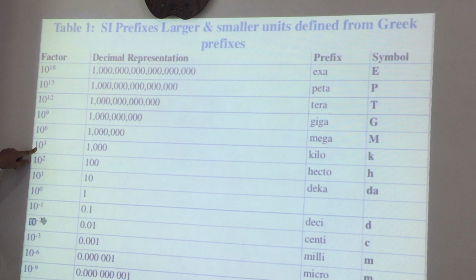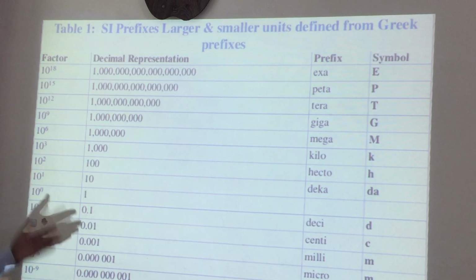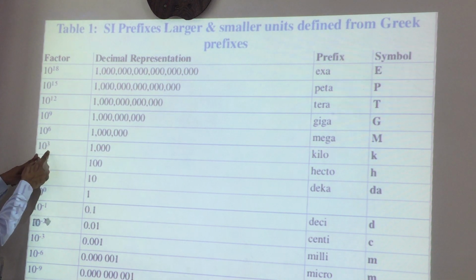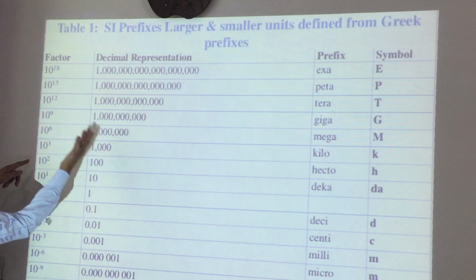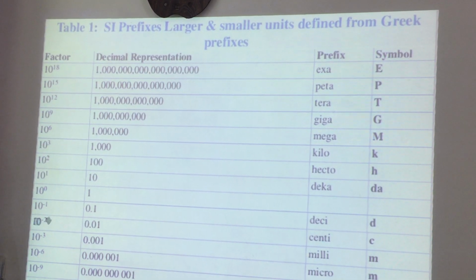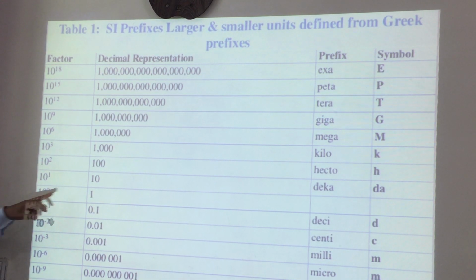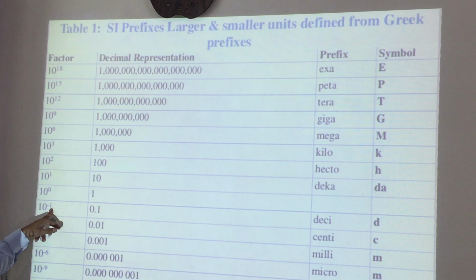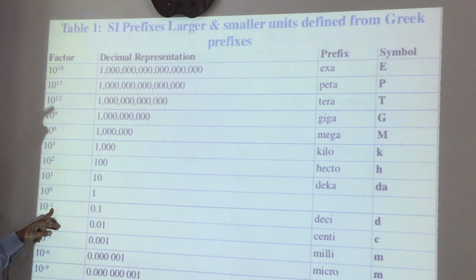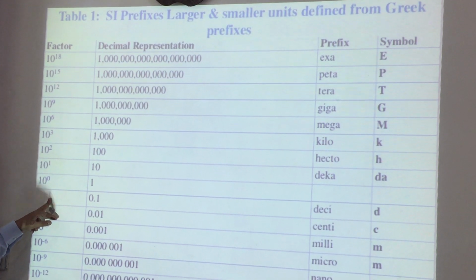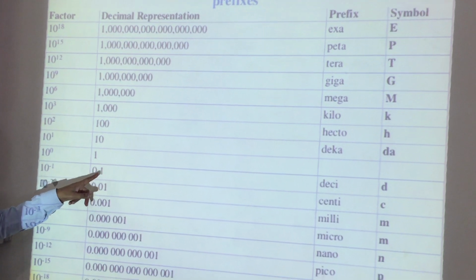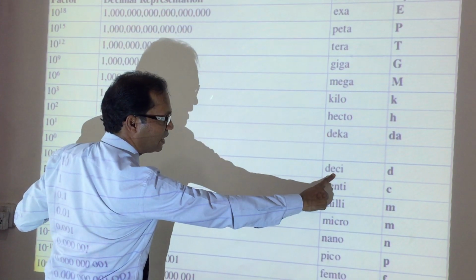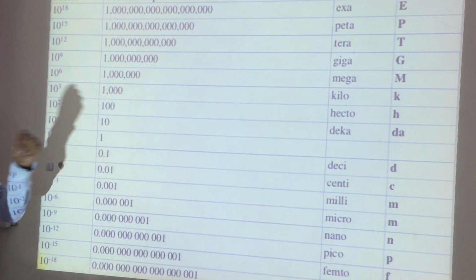In the same way, 10 raised to the power 3 means 3 zeros, and the amount can be written like that, right? Okay. 10 to the power 0 is equal to 1. 10 to the power minus 1 means you will have 1 over 10. If you divide 1 by 10, you will have 0.1. For that small amount, the prefix is deci and the symbol is d.